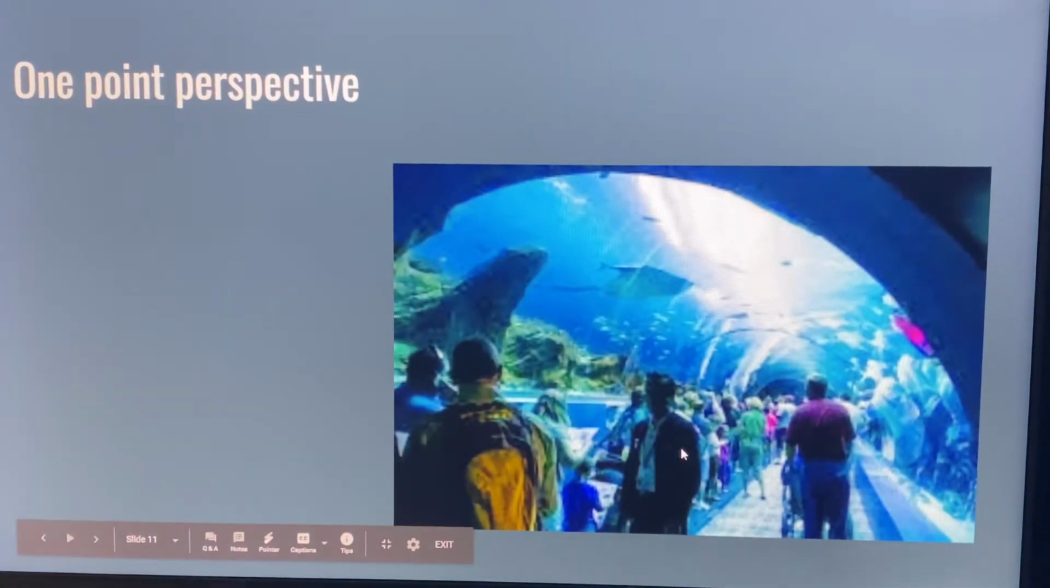Here's a one-point perspective. We don't really see the vanishing point. It's hidden by the people, but you'll notice that my eye is drawn towards the direction of this tunnel. This is an aquarium in Atlanta, Georgia. And so as I follow this path, the people start to look smaller. Why? Because they're further away.